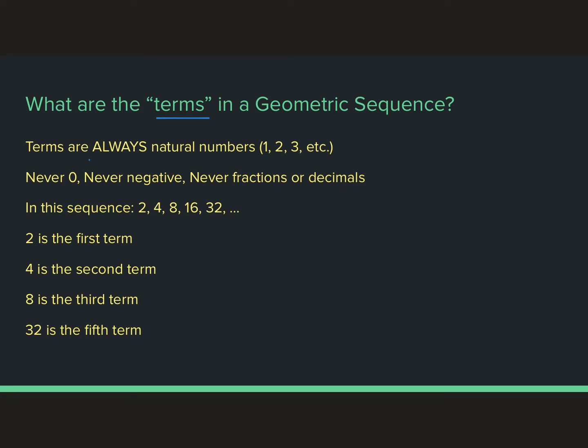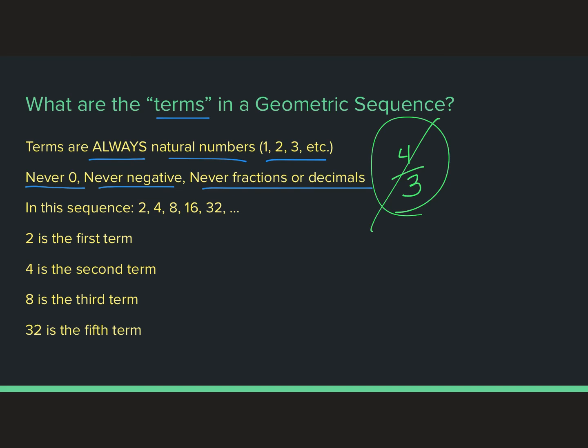So terms are always natural numbers. 1, 2, 3, 4, 5, whatever. Keep counting those numbers. It is never zero. It is never a negative number. It is never a fraction or a decimal. If someone asks you to find the 4/3 term, it does not exist. There's no such thing. Okay? So you would have to say that it doesn't exist.